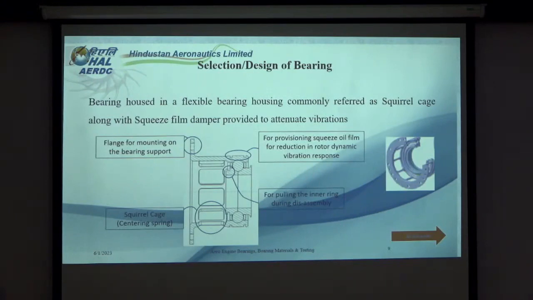This is actually a special requirement of aero gas turbine engines, where to suit the rotordynamic requirement, a flexible cage is used, commonly referred to as a squirrel cage or centering spring. Sometimes we also have to incorporate a squeeze film damper to attenuate the excessive vibrations when passing through the critical speed. And sometimes the bearing manufacturers integrate this squirrel cage along with the outer race.